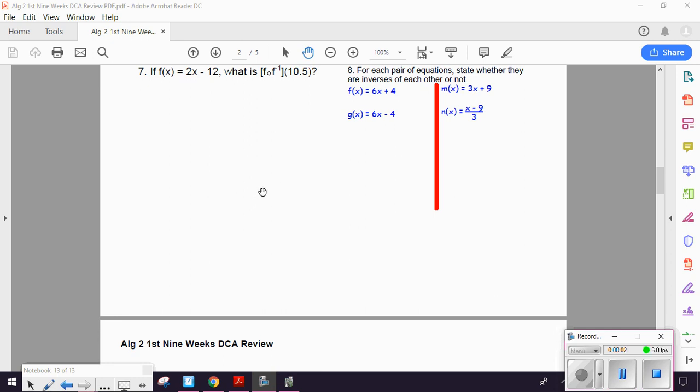Number 7. If f of x equals 2x minus 12, what does f composition f inverse of 10.5 equal?